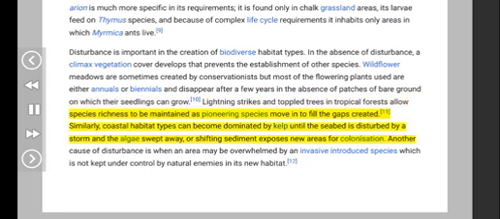Similarly, coastal habitat types can become dominated by kelp until the seabed is disturbed by a storm and the algae swept away, or shifting sediment exposes new areas for colonization. Another cause of disturbance is when an area may be overwhelmed by an invasive introduced species which is not kept under control by natural enemies in its new habitat.